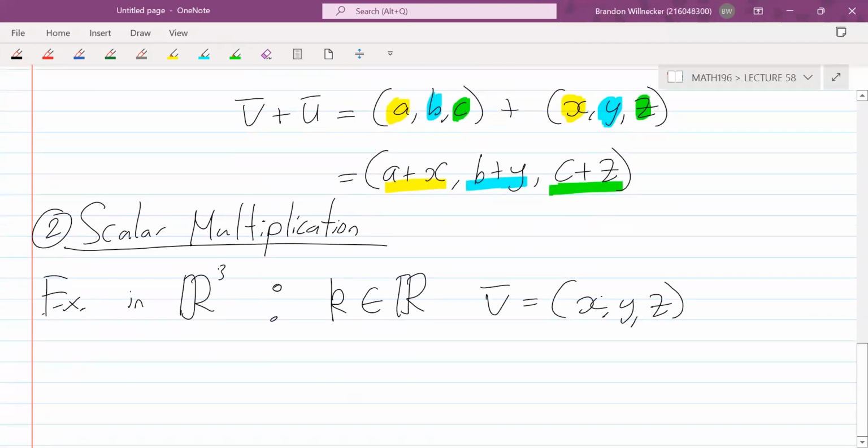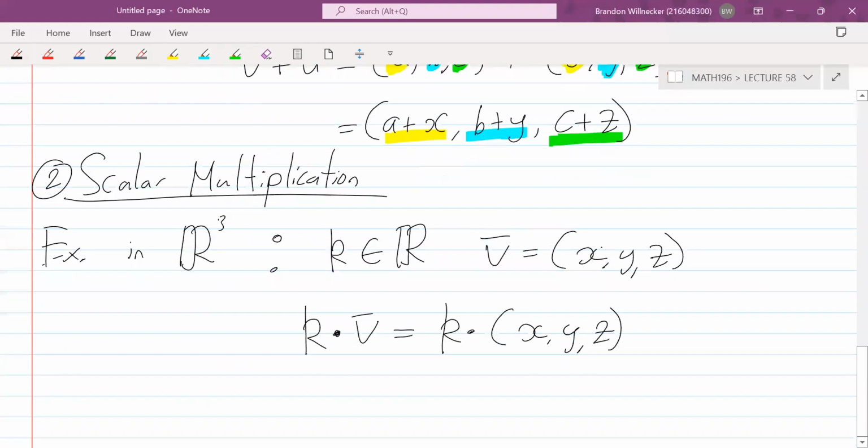What we want to do is define this operation of K times V, in other words, K times (X, Y, Z). We do it very similar to what we do with matrices. The scalar K is going to multiply into each individual component. So the K is going to go inside each element here, and we're going to get (Kx, Ky, Kz).